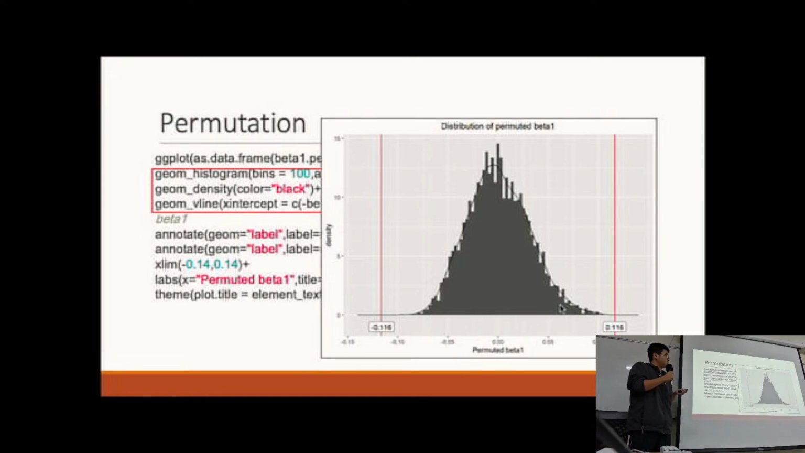You can see the histogram of the density, and also the density line of the permuted beta 1. The red line is the original beta 1, and so we can see they are situated on the extreme two sides of the distribution.